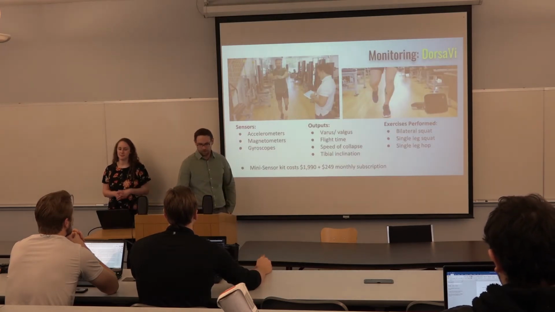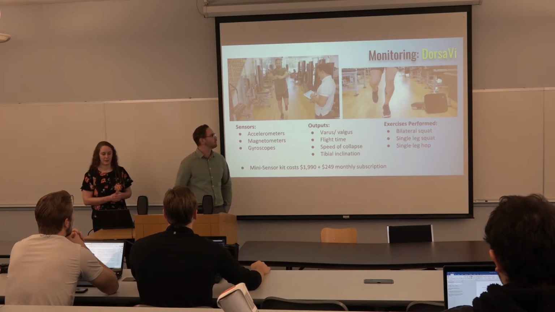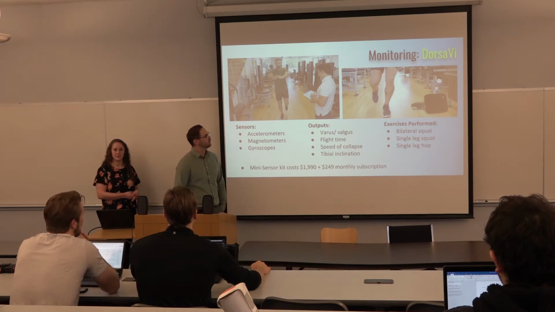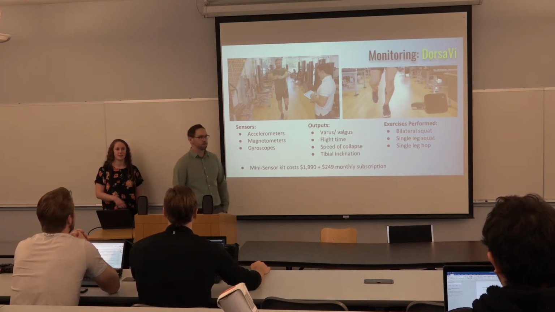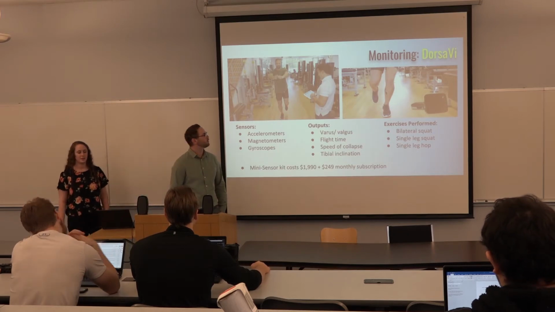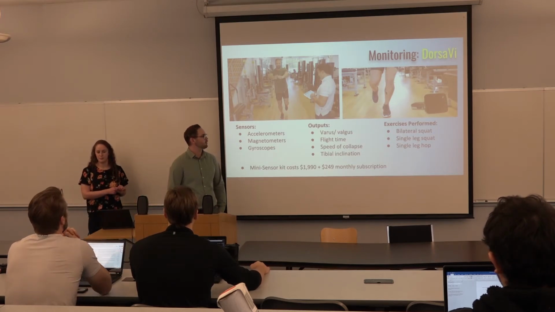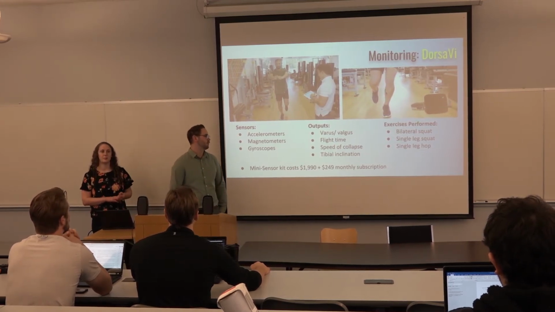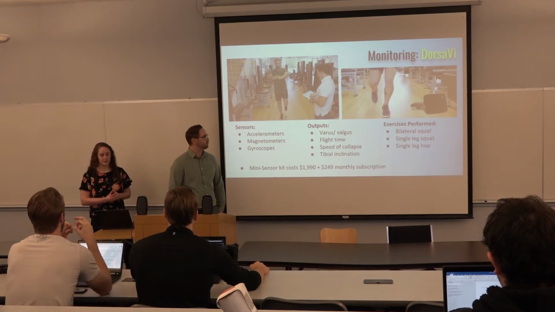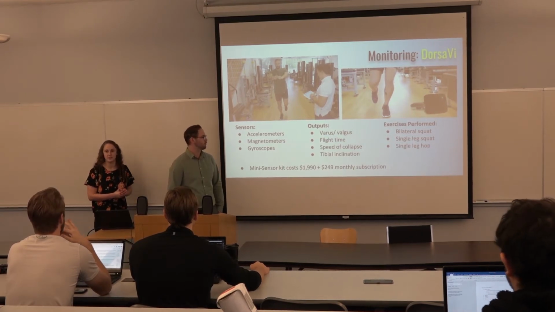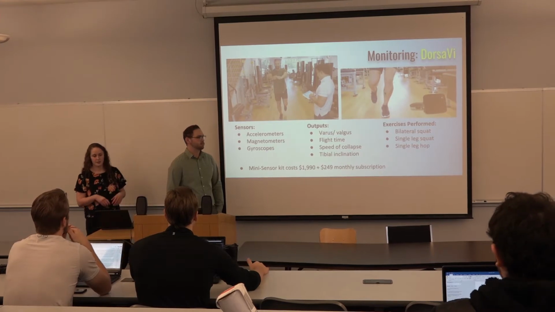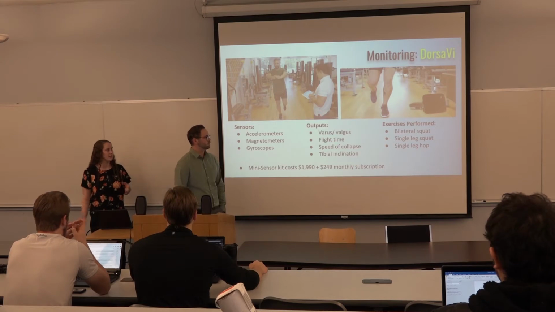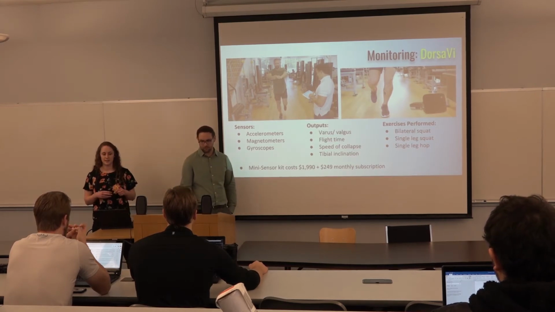So one of the current monitoring systems that is available today for looking at the knee angle and measurement of the knee is the dorsal-V system. And this is just a sensor that's placed on the front of the shin. It can measure the varus and valgus, which is the movement of the knee left and right, back and forth, the flight time and the speed of collapse when landing from a jump, and the tibial inclination, which is the angle of the shin compared to the ground. The subject performs a couple exercises like bilateral squats, single leg squats, and single leg hops to collect this data.